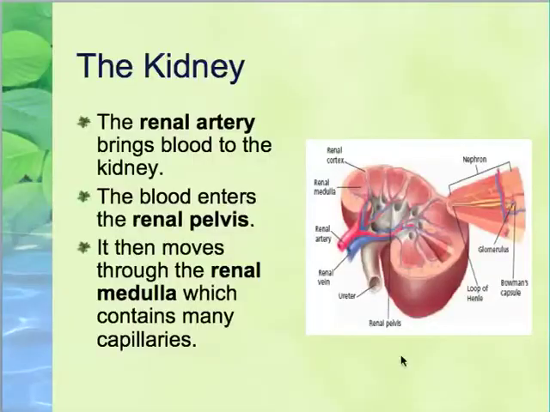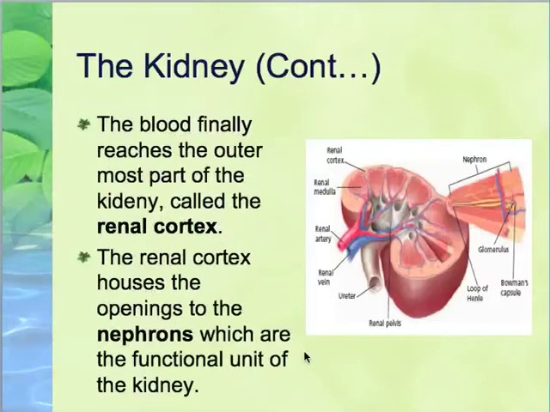Now, there are a couple of other things that are going to happen, and we're going to talk about those right now. Blood finally reaches the outer layer, which I told you already is the renal cortex. And the renal cortex houses the openings to nephrons, which are the functional unit of the kidney. Nephrons are the functional unit of a kidney. Now, what does that really mean? Well, nephrons are the little structures within a kidney that actually do the filtration.